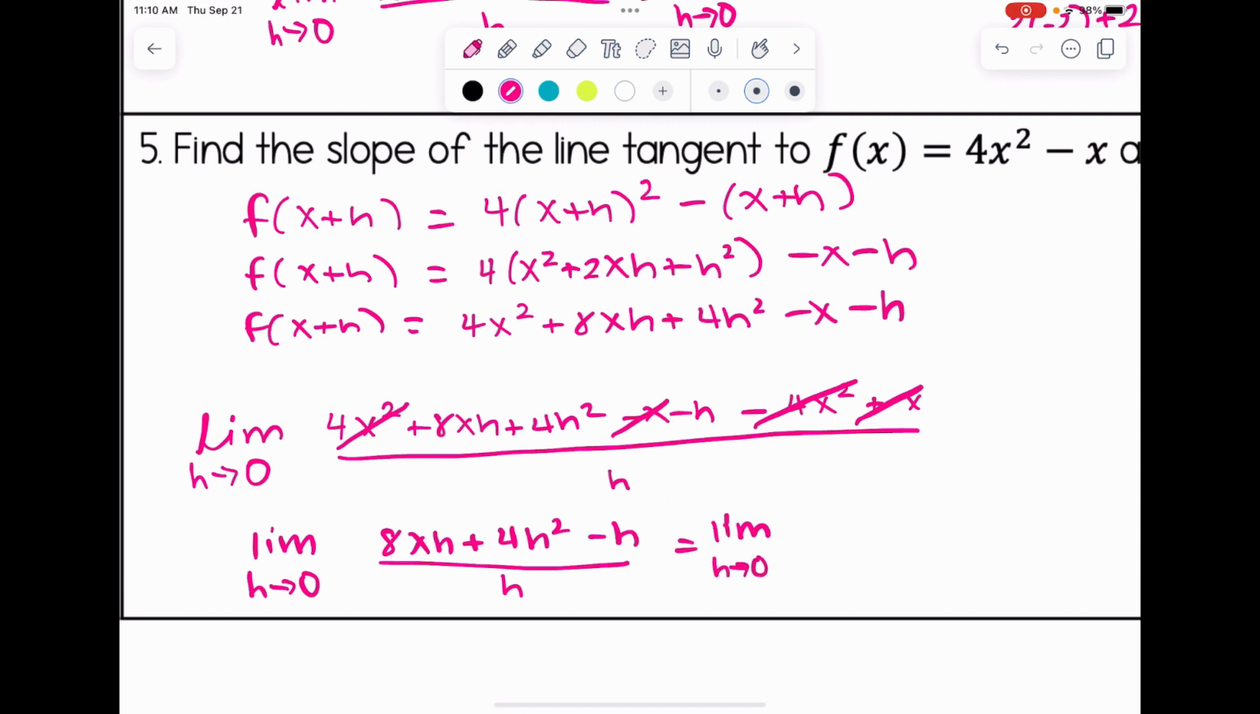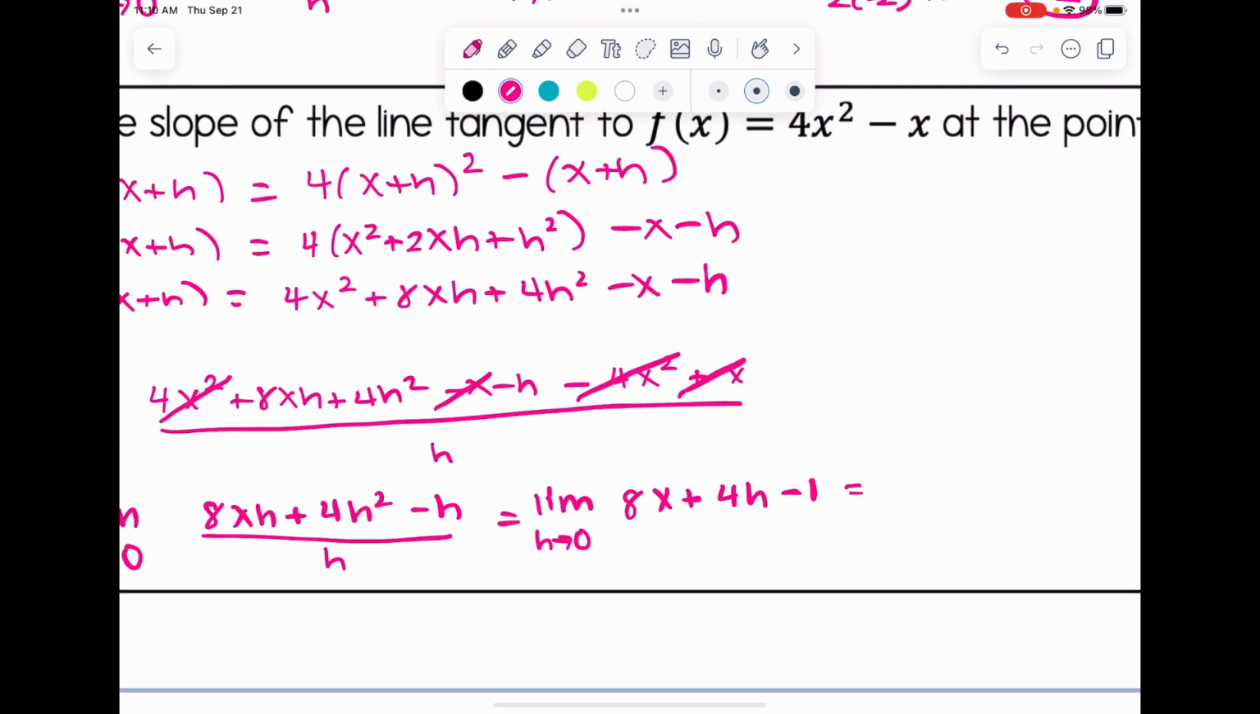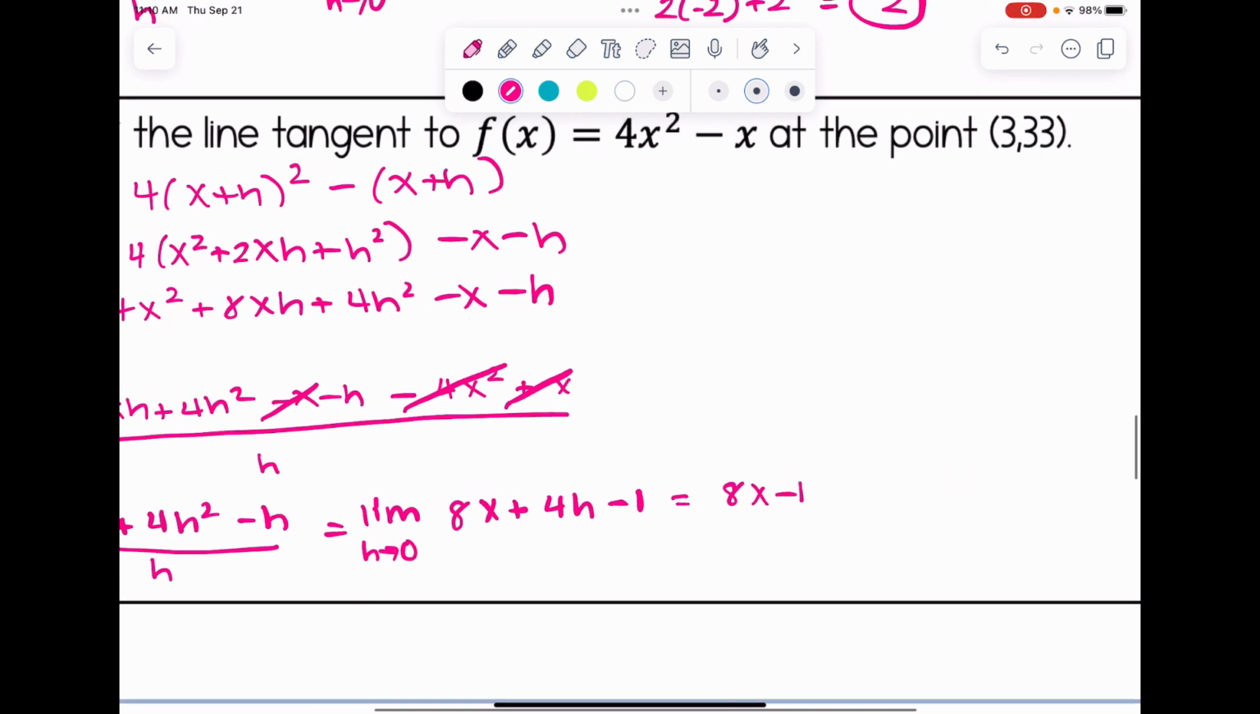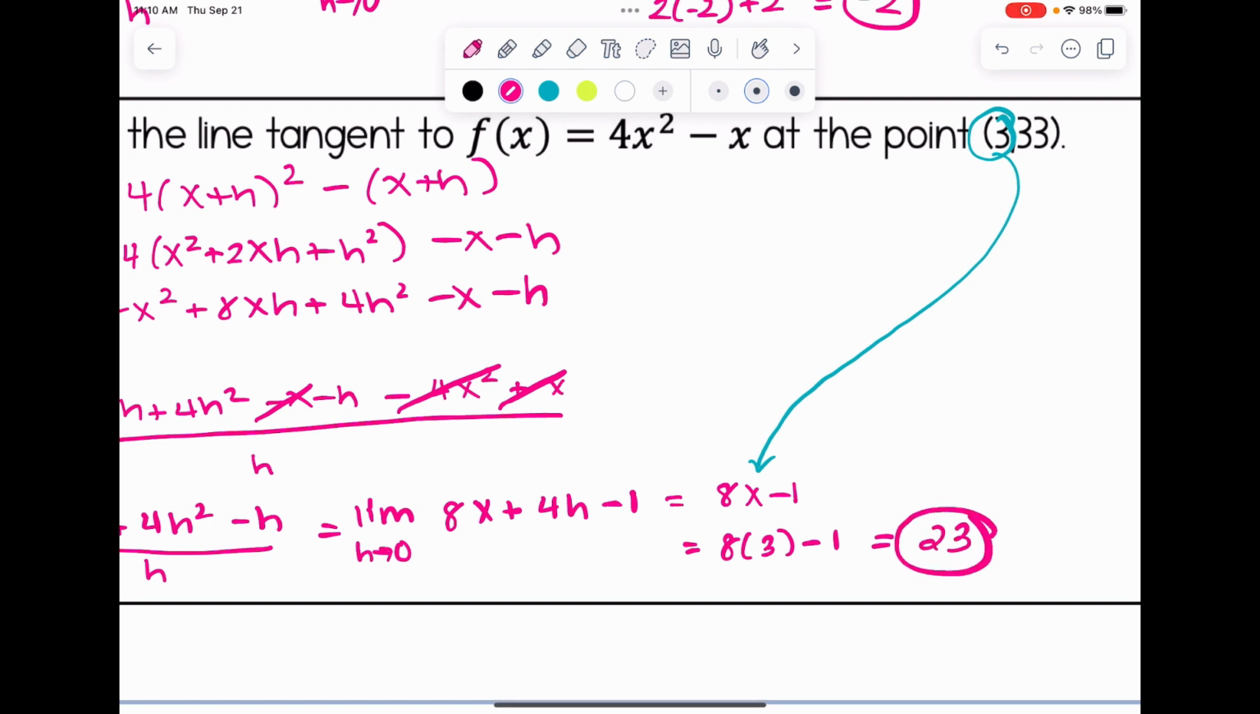So lots of algebra work here. Divide out the h, we get 8x plus 4h minus 1. Notice that minus 1 needs to be there as a placeholder. When we evaluate at h equals 0, we get 8x minus 1. And we are going to take our x value, substitute it in. So we get 8 times 3 minus 1, or we get 23 as our answer.